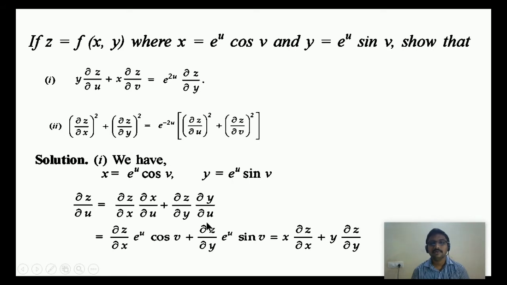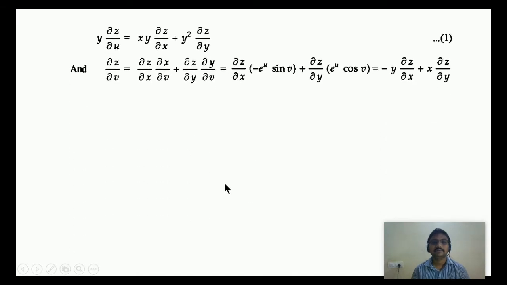∂y/∂u is obtained by differentiating y partially with respect to u, keeping v as constant. Sin v is treated as a constant, and the derivative of e^u is e^u. But e^u sin v is y and e^u cos v is x. Replacing, we will have the value of ∂z/∂u. Similarly, we can obtain the value of ∂z/∂v.